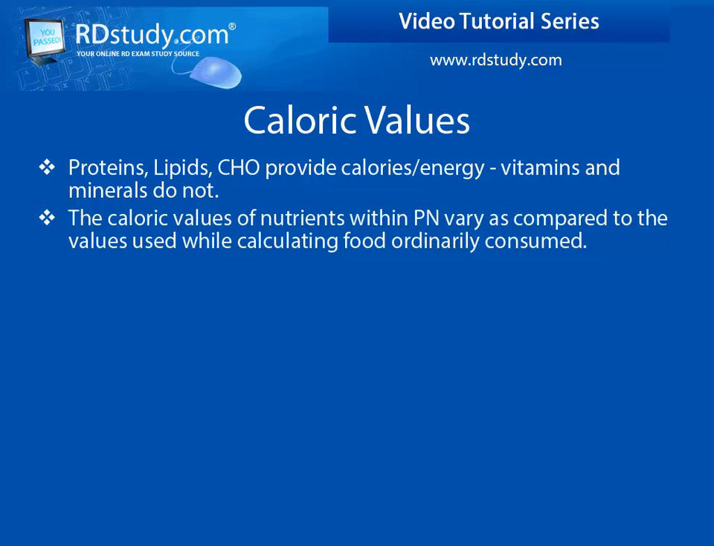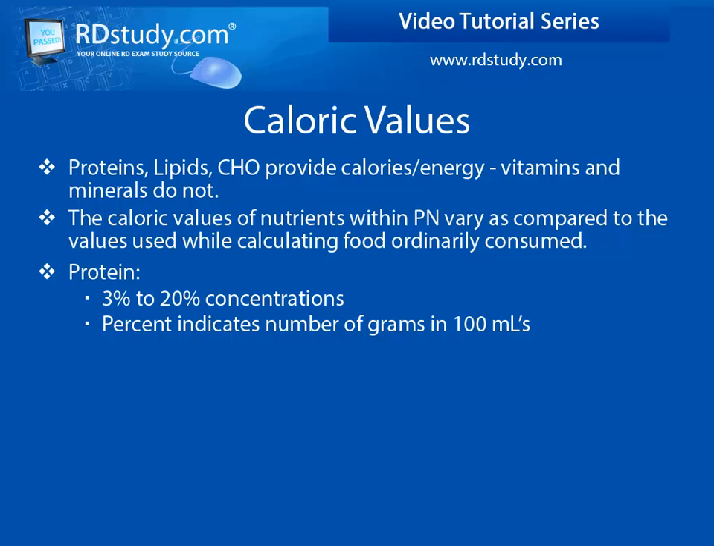Vitamins and minerals help the body metabolize these nutrients but do not supply any caloric value. Starting with protein, administration is via amino acid solutions and come in standard as well as age and disease-specific formulations. The base solutions typically range from 3% to 20% concentrations, containing both essential and non-essential amino acids in a balanced mix. The percentage value indicates how many grams of protein per 100 ml of solution. So a 15% amino acid solution would provide 15 grams of amino acids per 100 ml.